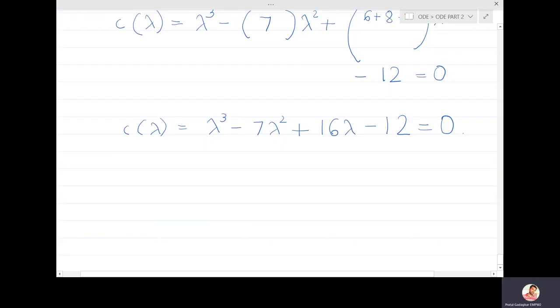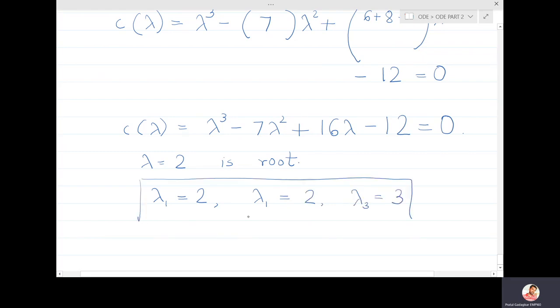If you make a guess, you will understand that lambda equal to 2 is a root of this polynomial, and then I will do synthetic division and find the other two roots, as I have explained to you above. You will get that the roots are lambda 1 equal to 2, and the other two roots will come out to be 2 and 3. So in all we get three roots, namely 2, 2 and 3. Okay, so these are repeated roots.